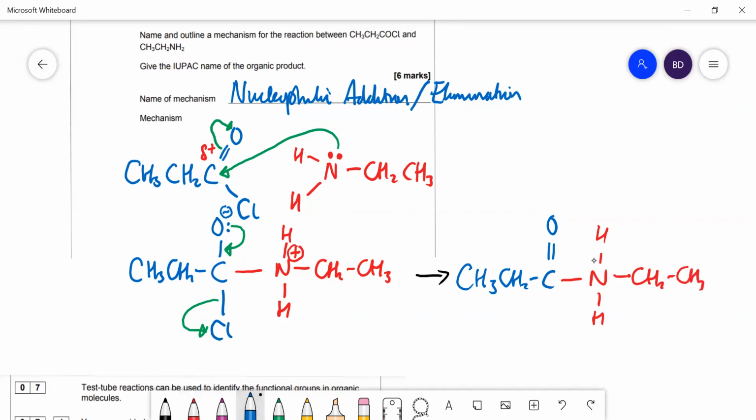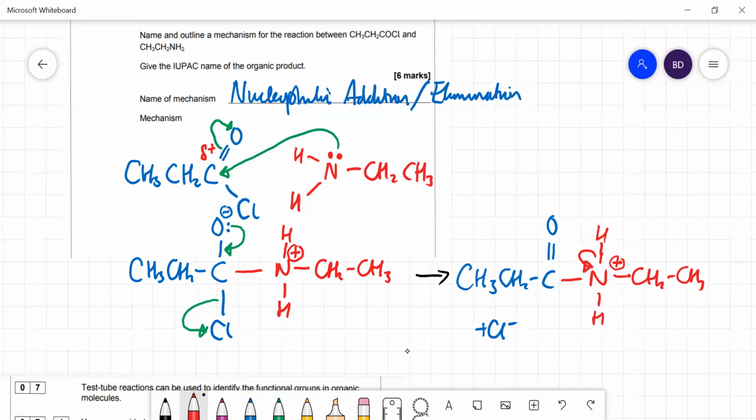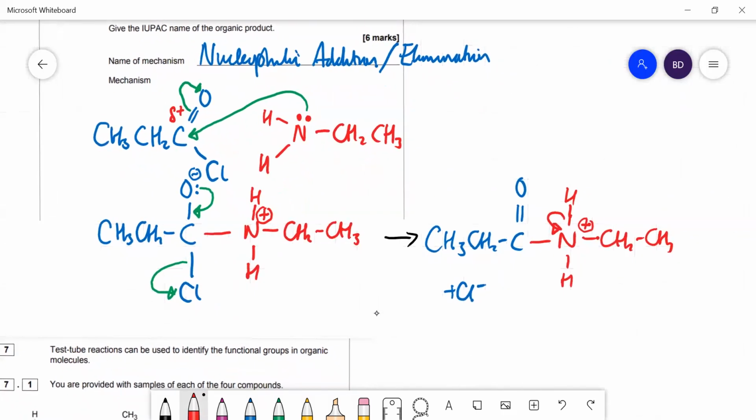Let's put the plus Cl minus in here. And the final step is one of those hydrogens, like the pair of electrons, goes back into the nitrogen to form the final product. You can combine those two last steps into one step. Lots of people do. I prefer to do it as two separate ones.